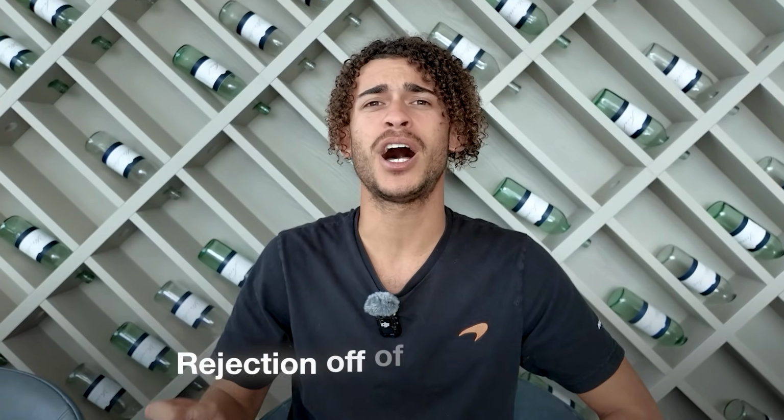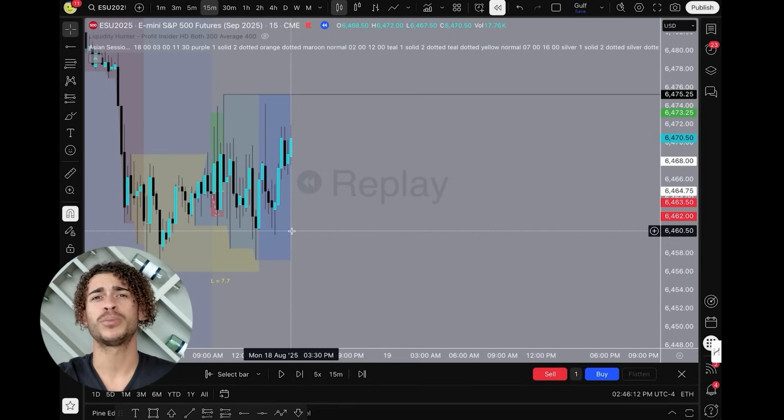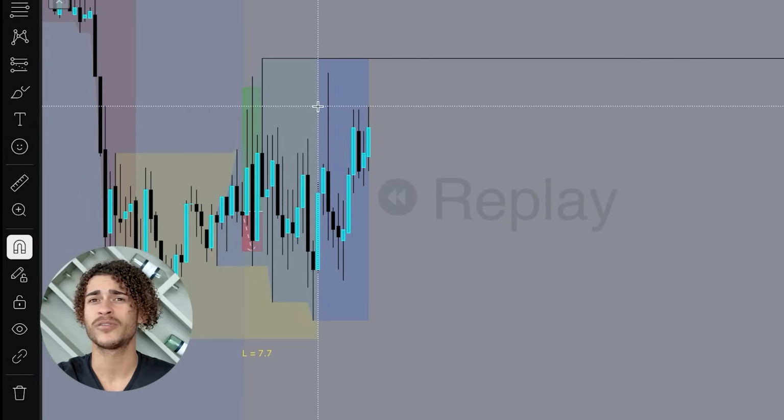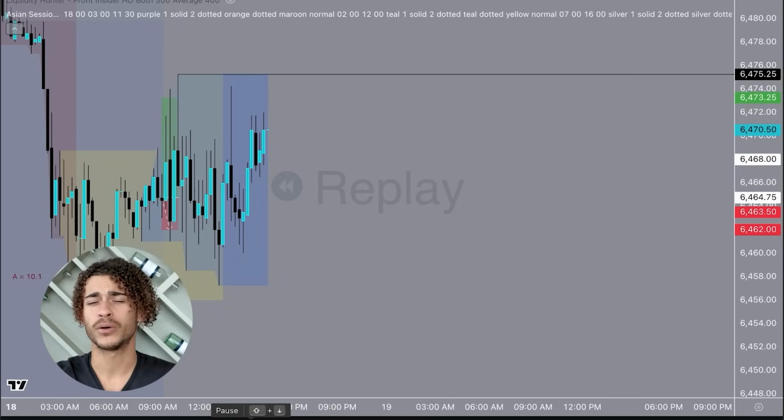The next entry model that we are going to focus on is going to be a rejection off of session highs. This is one of my favorite entry models because it has just made me so much money. This is also probably the simplest entry model that you could possibly trade. All you have to do is find an untested high. For this example, we are finding an untested New York high, and then we are going to wait and see how price reacts to this level on the smaller time frames.